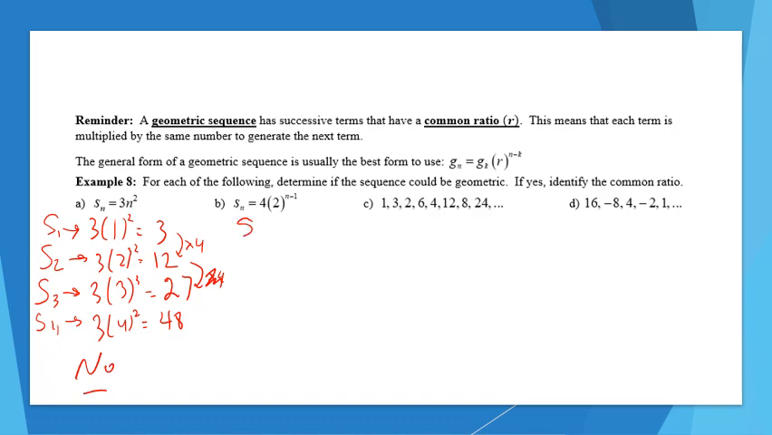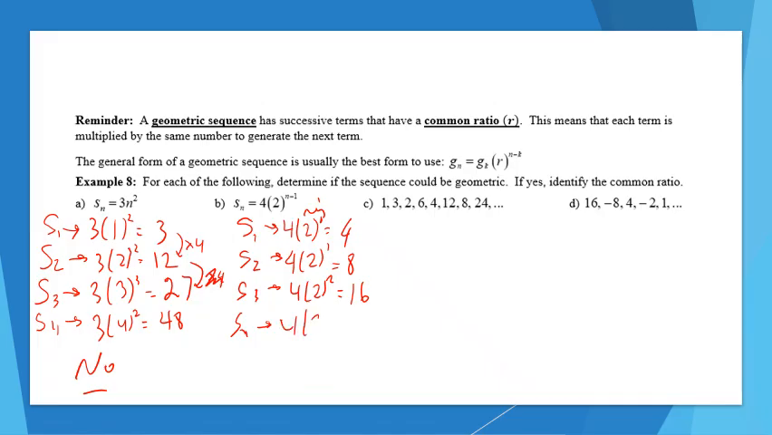Now let's find the first 4 terms of this sequence, so S1, S2, S3, S4. S1 is 4 times 2 to the power of 0. Anything to the power of 0 is 1, so this is just 4. This should be 4 times 2 to the first. 2 minus 1 is 1. 4 times 2 is 8. This is 4 times 2 squared, so 4 times 4 is 16. And then 4 times 2 cubed is 32.